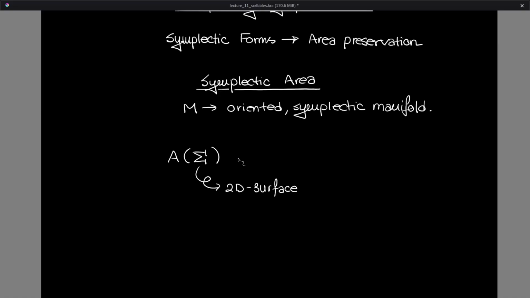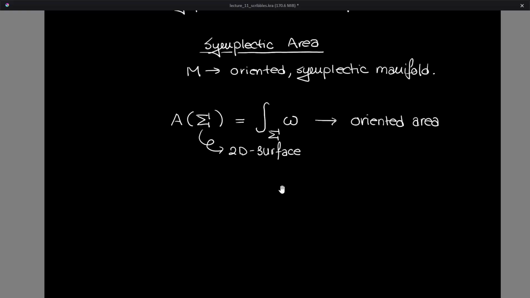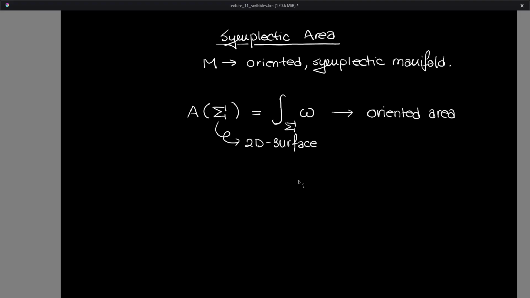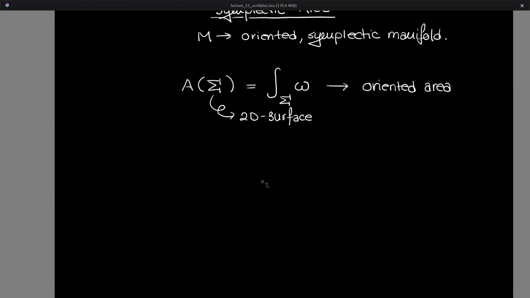So let's say that A is a map that takes a 2D surface sigma, and we define it as the integral. That's why we need this manifold to be oriented. And so if we define it as the integral over sigma of omega, this is an oriented area, meaning it could be positive or negative. Yeah, so we call this the symplectic area. Now, what is this? Does this have to do with area preservation? What do we find from this symplectic area?